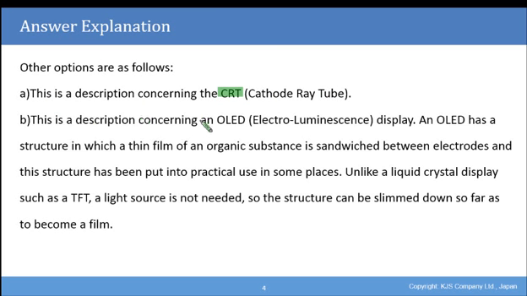B. This description is concerning an OLED, electroluminescence display. An OLED has a structure in which a thin film of an organic substance is sandwiched between electrodes, and this structure has been put into practical use in some places. Unlike liquid crystal displays such as TFT, a light source is not needed, so the structure can be slimmed down to become as thin as a film.